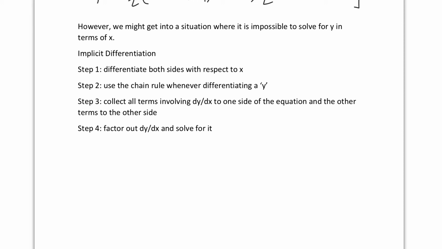Step three is we're going to collect all terms involving dy dx on one side of the equation and all the other terms on the other side. And then step four is going to be to factor out dy dx and solve for it. Okay, I know that's a lot of steps, but let's go ahead and take a look at an example.